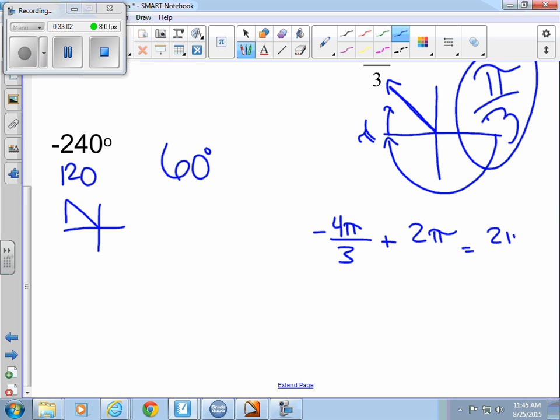So I get 2 pi over 3. That's the coterminal angle. That's not the reference angle. Then I'd go find what quadrant 2 pi over 3 is in. Would you agree that it's 1 pi over 3 less than 3 pi over 3? So this is 3 pi over 3. This is 2 pi over 3. How far away? 1 pi over 3.